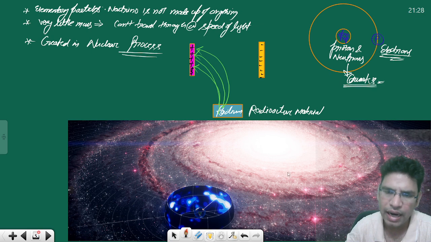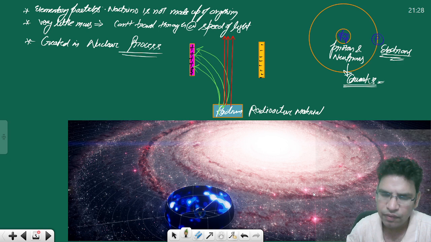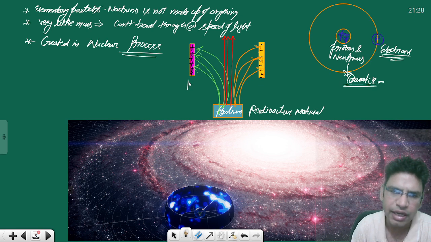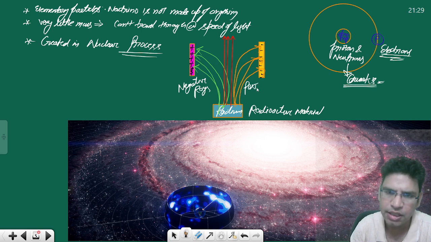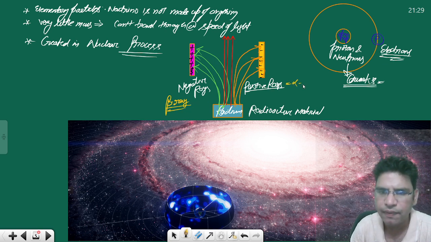Some rays will go undeviated, straight, not deflected towards the negative or positive plates. She discovered these, and Henri Becquerel was also working on these kinds of rays. Some go towards the negative plate, and with common sense you can infer these rays should be positive rays, attracted towards the negative plate. The negative rays are called beta rays. These rays are called alpha rays, and those which were undeviated are called gamma rays.